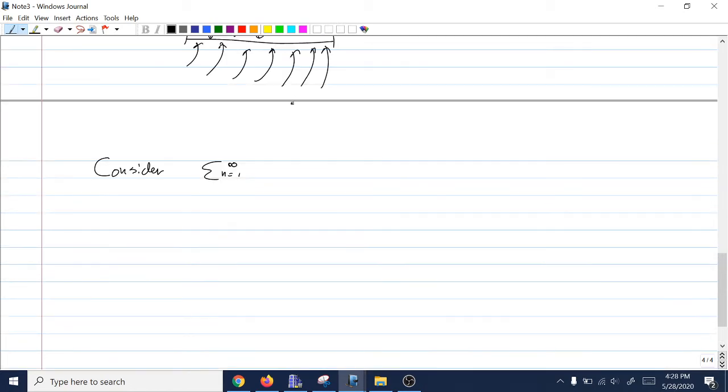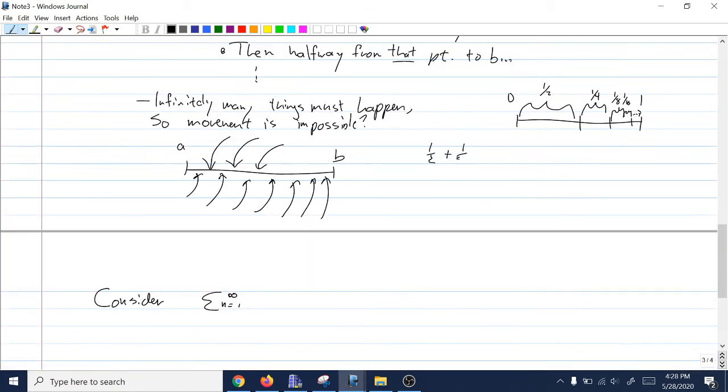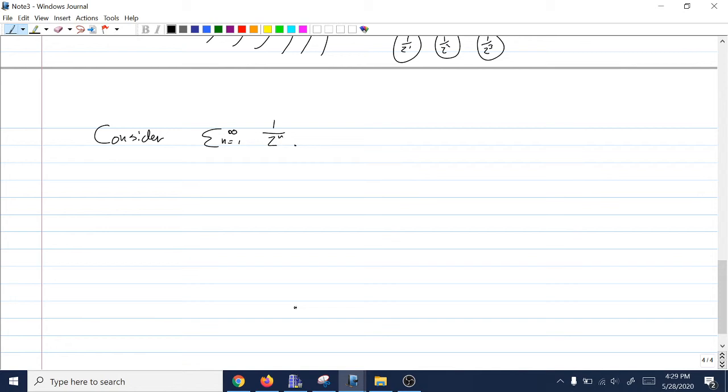Let's consider the sum from n equals 1 to infinity of, what's a formula for the term: 1/2 plus 1/4 plus 1/8 plus 1/16 plus ... This is 1 over 2 to the 1, this is 1 over 2 to the 2, this is 1 over 2 to the 3. If n is going from 1 to infinity, the formula for the nth term is 1 over 2 to the n. It looks like it should be 1. Is it?